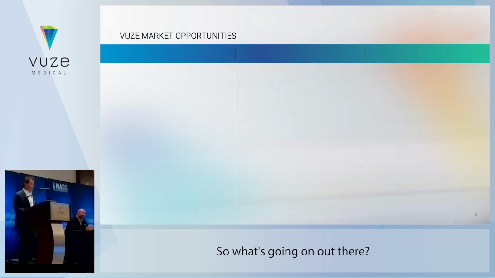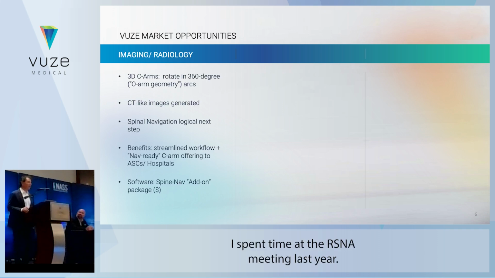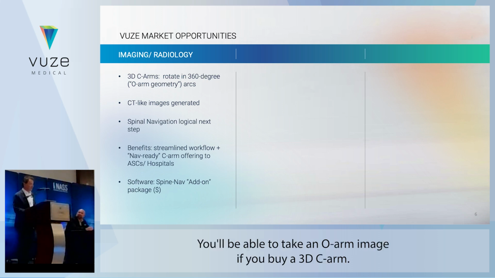So what's going on out there? Well, what are the opportunities for a company like this? First is imaging. I spent time at the RSNA meeting last year. Many companies are already doing 3D scans. So their C-arm that they're selling, as the obsolescence of your C-arms goes out, these are coming in. You'll be able to take an O-arm image if you buy a 3D C-arm.